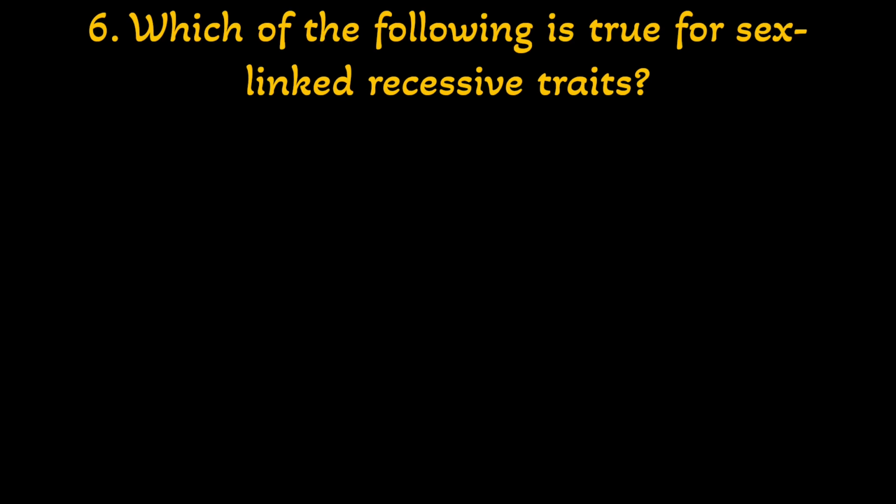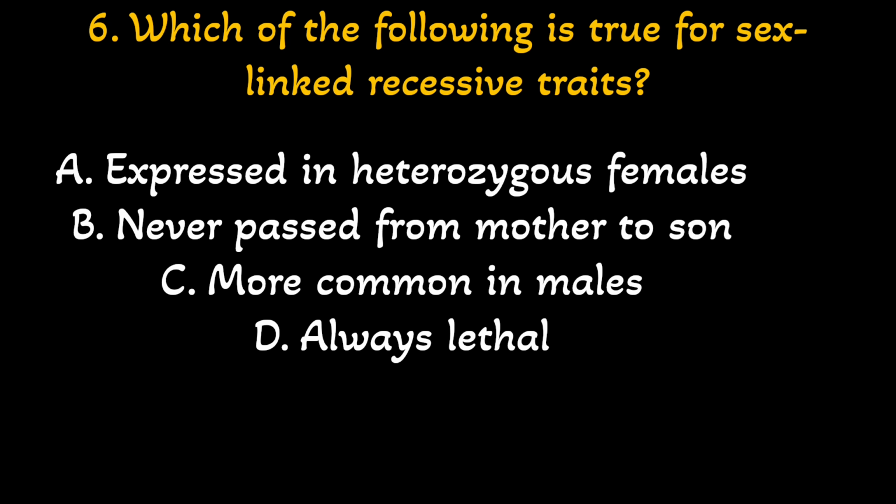Now let's see the sixth question. Which of the following, four options will be displayed, among them which is true for the sex-linked recessive traits. So we have to find out which option is correct for sex-linked recessive traits. The options are: A, expressed in heterozygous female; B, never passed from mother to son; C, more common in males; and D, always lethal. So what do you think? What's the correct option for this question?